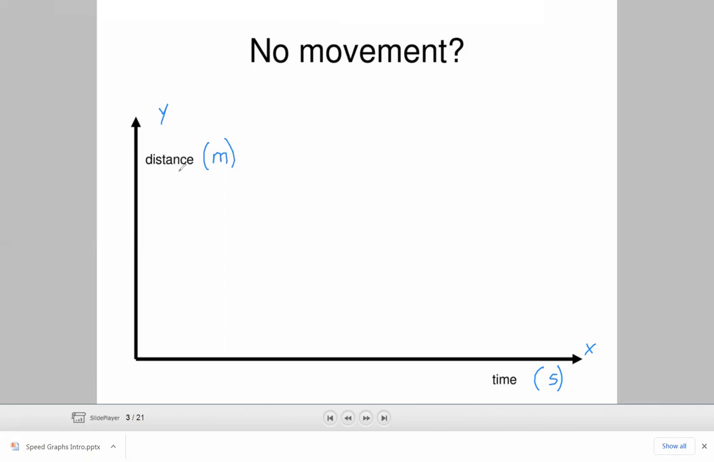You are going to calibrate your x-axis and your y-axis according to the requirement of the question. Since right now we're talking generally, I'm not calibrating or marking the x-axis or the y-axis. Now the first thing that we should learn to represent on a graph is when the object is stationary. Okay, when your object is not moving.